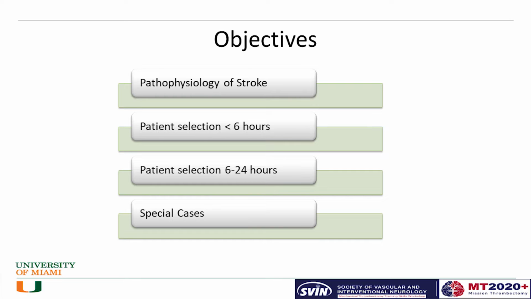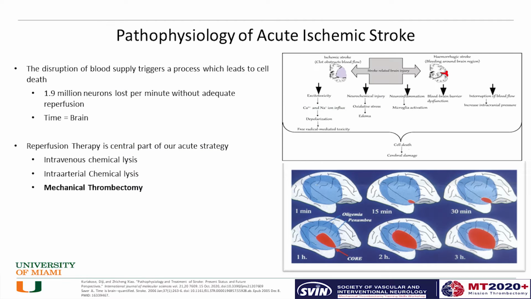And then we'll talk about patient selection for those patients who are less than 6 hours of last time seen well, and then for those in the extended window, 6 to 24 hours of last time seen well, and then we'll end with some special case scenarios.